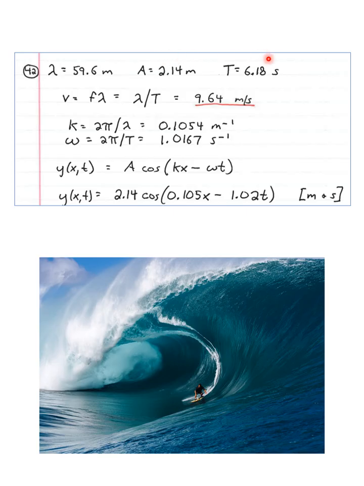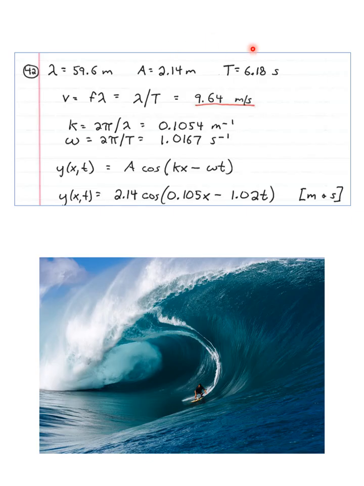Let's look at how I got the amplitude. The surfer bobs a vertical distance of 4.28 meters. So that is from the trough up to the crest. Remember that amplitude is only half of the full height. So half of that, 2.14 meters.